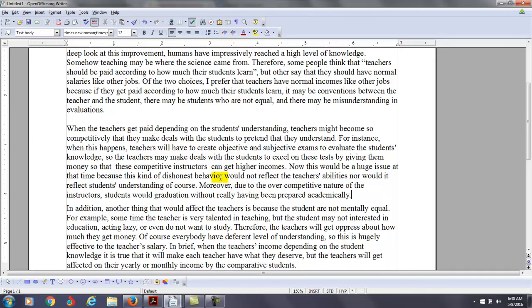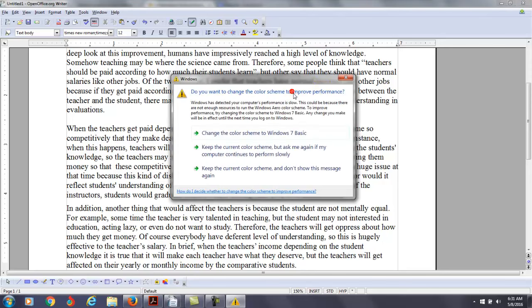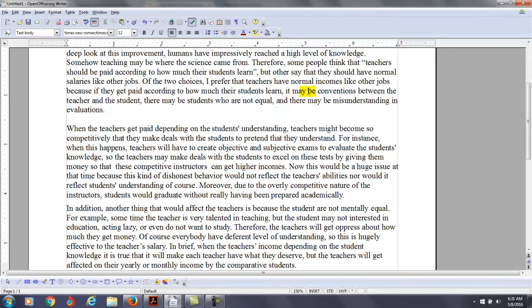Okay, so I think we have it. So moreover, due to the overly competitive nature of the instructor, students would graduate without really having been prepared academically. Right? So, see, that's the problem though. See, I don't really know what you're trying to say, so I have to go back and change your thesis here.